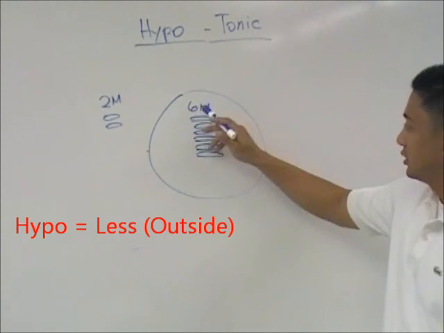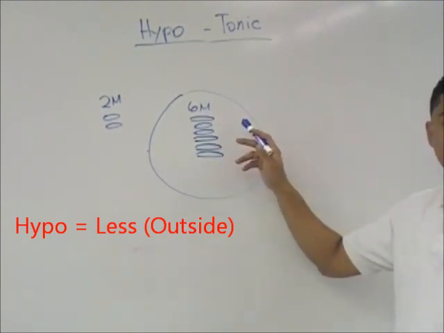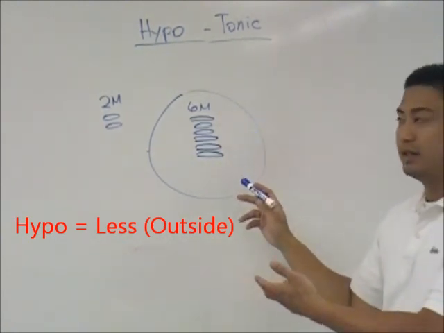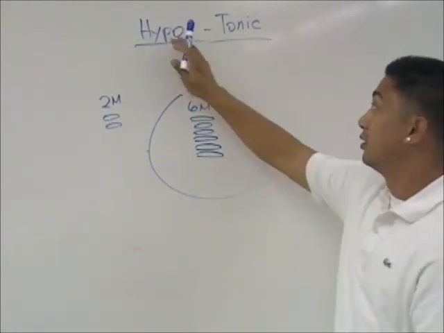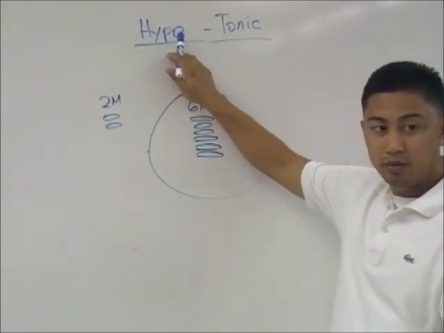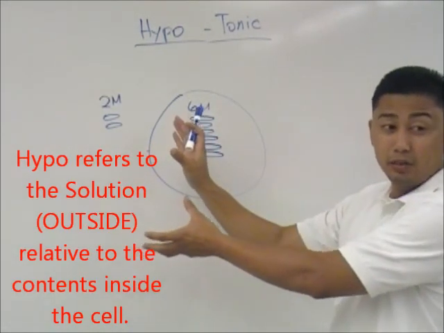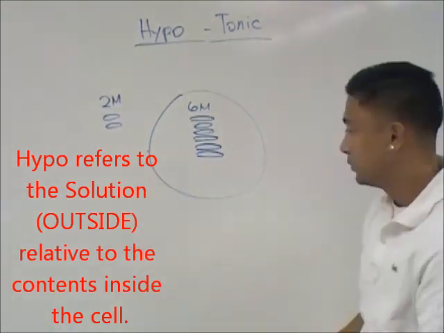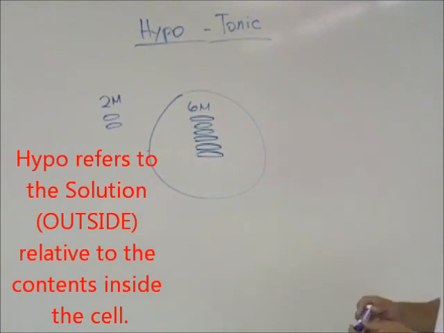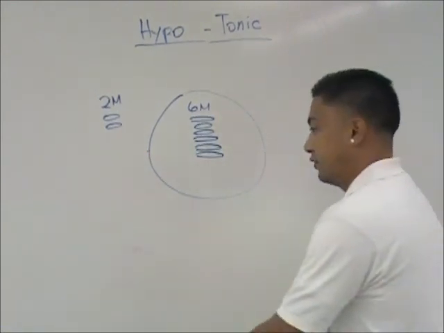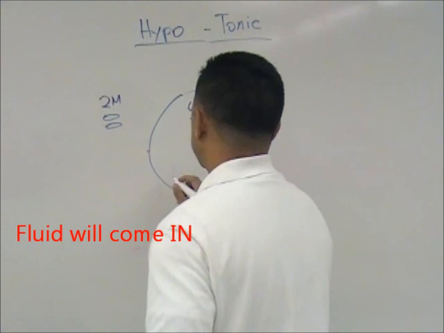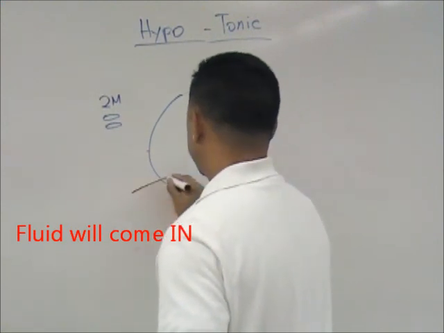What is the molarity of the solution inside of the cell? High. It's relatively high, right? So again, when you're saying hyper or hypo, in this case it's hypo, it's always talking about what's on the outside, which is the solution, right? Okay, good. So in this case, where is water going to flow? Inside? Inside, exactly.